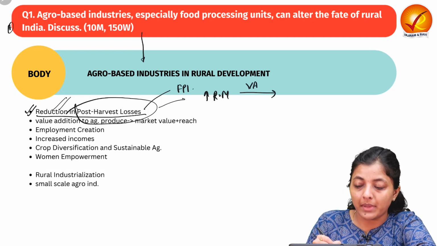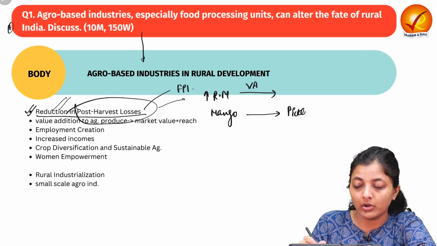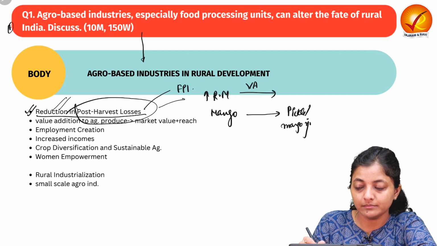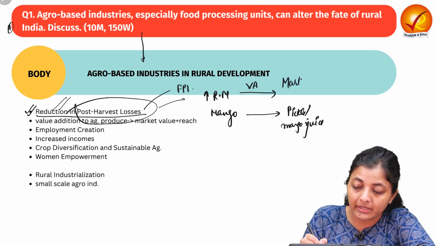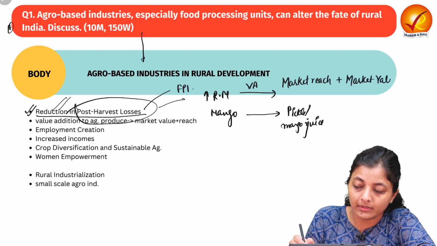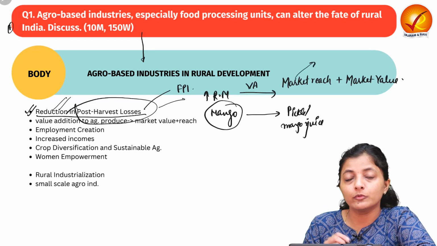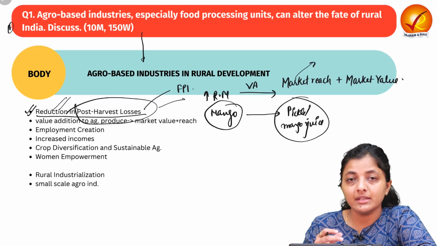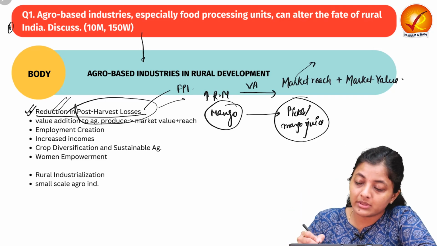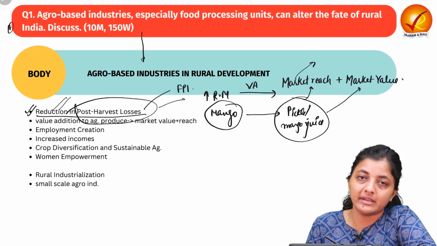Like for example, mango is a raw material and this can be processed to the mango pickle or can be the mango juice. So these finished products or the final product has the higher market reach and also the higher market value. How market reach would be increased? Earlier, this mango would have the limited shelf life, but these final products have the longer shelf life. So this can reach the market in the wider domain. And also these have the higher market values also.